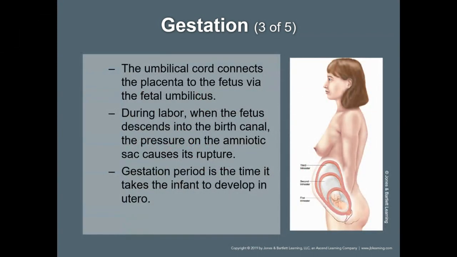Now, when we start looking at gestation, that is dealing with being pregnant. The umbilical cord connects the placenta to the fetus. That's the lifeline. That's where it gets all its food, oxygen, exchanges carbon dioxide. All the life processes occur through the umbilical cord, which is attached to the fetus. That's why we have a belly button.